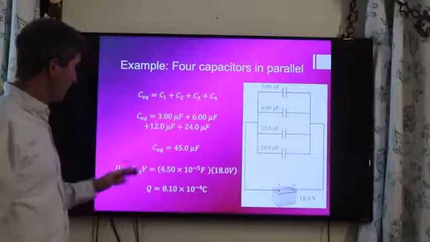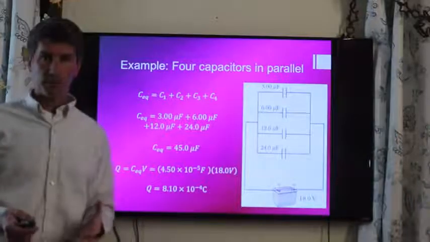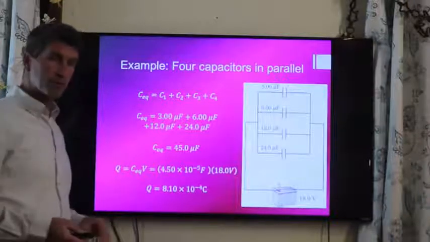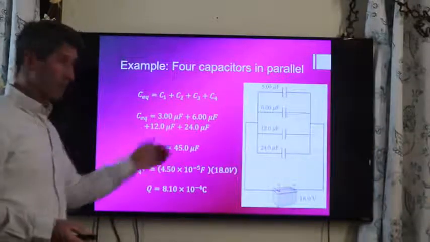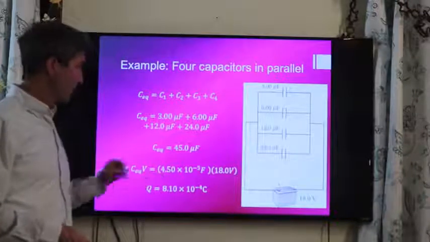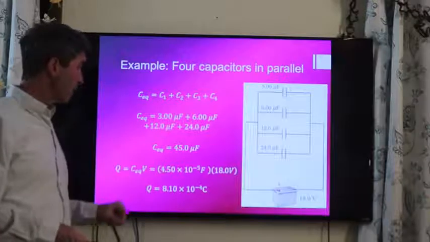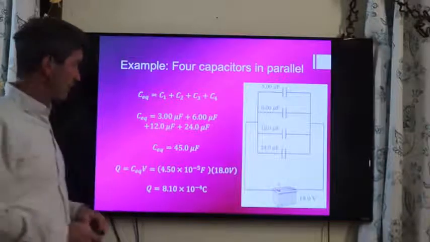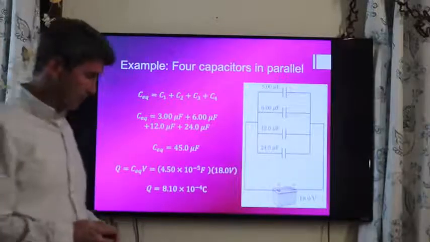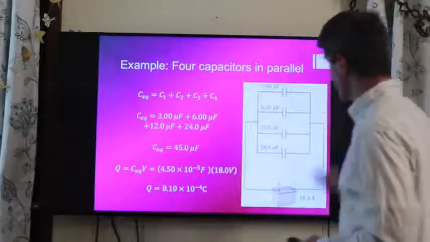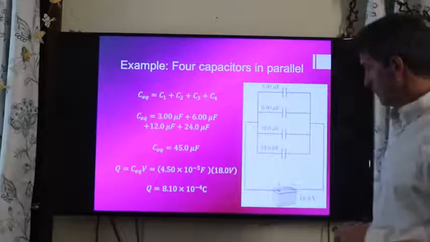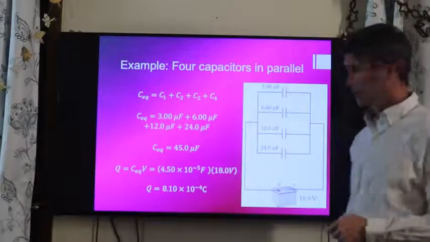Okay, so given that total capacitance of this particular circuit, we can then calculate the total charge stored. And remember, micro means 10 to the minus 6. So we have capacitance, 45 microfarads is 4.5 times 10 to the minus 5 farads. We have the voltage from the battery, and the total charge stored on the positive side or on the negative side is 8.10 times 10 to the negative 4 coulombs.